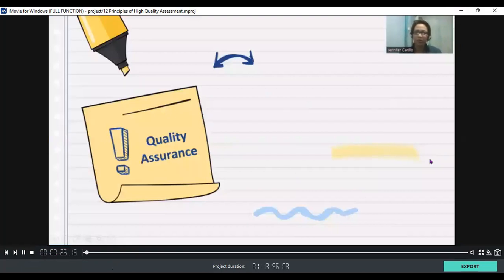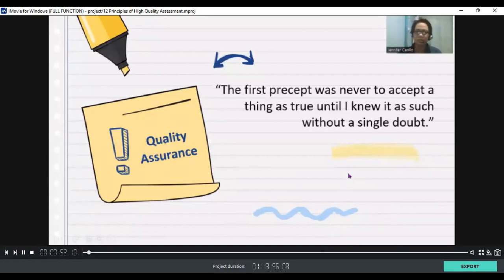So it is important that we assure the quality not only of the curriculum, the instruction, the technologies, the materials, the teaching strategies, but also we need to establish and assure the quality of the assessments we will use in our classroom. So a famous philosopher said that the first precept was never to accept a thing as true until I knew it is such without a single doubt. This is according to René Descartes.